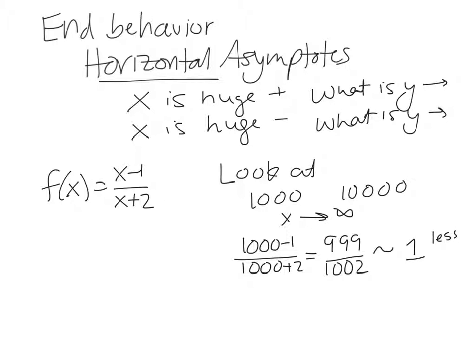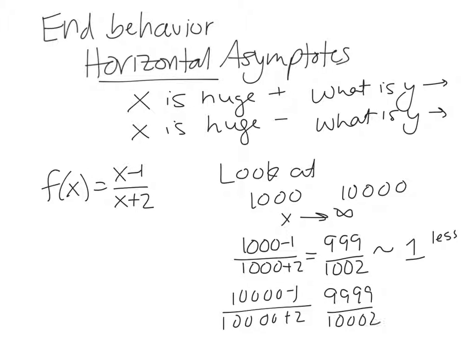Let's put in a huger number. 10,000 minus 1 over 10,000 plus 2. Right? That's 9,999 over 10,002. What's that close to? 1. It's closer to 1. It's even closer to 1, but it's still on the small side. So you're coming at 1 from below. As x gets bigger and bigger, you're approaching 1 from below.